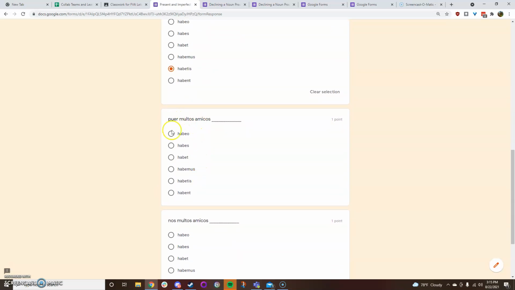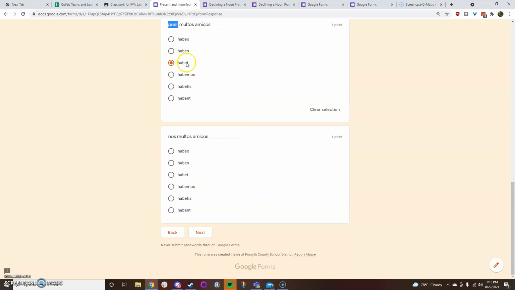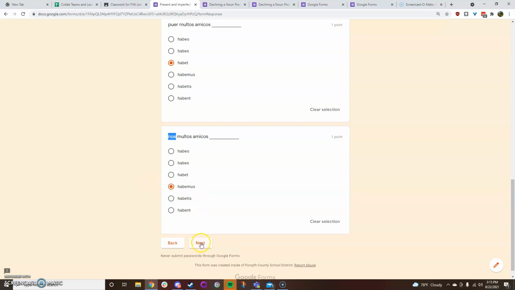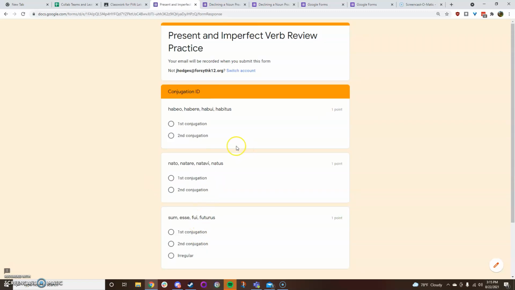Okay, puer. That just means boy. That's he, she, or it. That means third person singular. That ends with the -t. Nos multos amicos. Remember, nos is your subject. That means we. And we, regardless of the tense, typically ends with -mus. So, there you go. Now, conjugation ID.